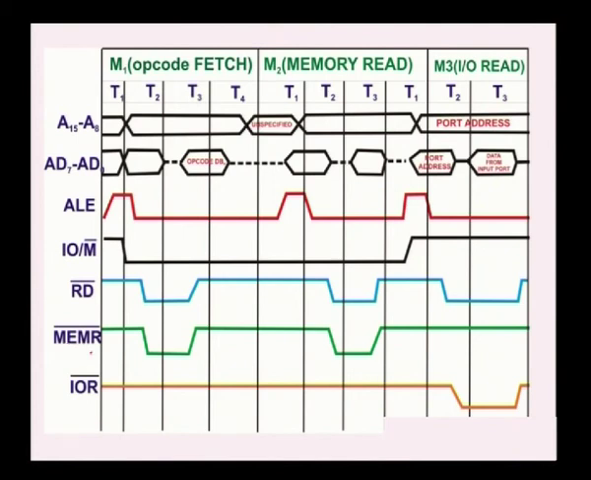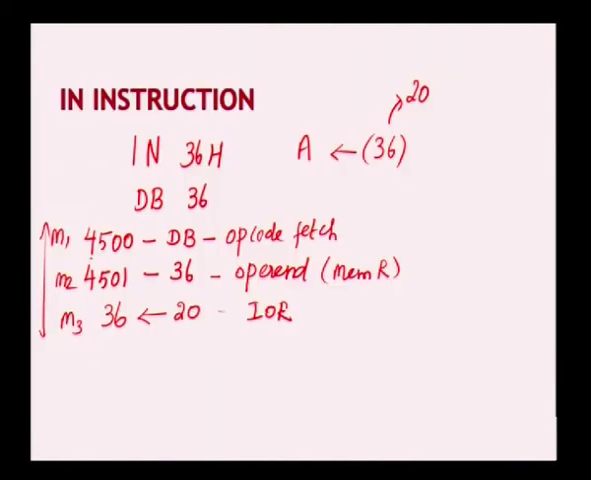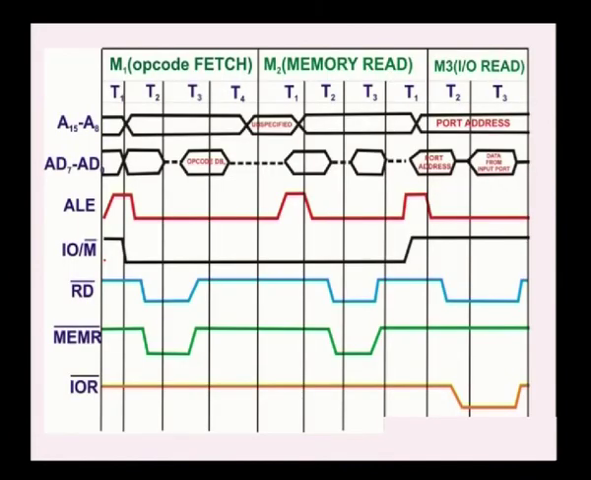Based on the previous example, now we will write 4500. This is divided into lower order address and higher order address. The lower order address should be written in A0 to A7 and the higher order address should be written in A8 to A15. So, here we have to write 45, and here we have to write 00. First we place the first address, which is in the program counter, then we give the corresponding opcode, which is DB.